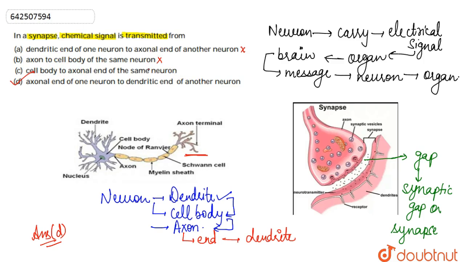Cell body to the axonal end, so no, cell body is present between the dendrite and the axon. So the signal is received by the dendrite and then it is passed on to the axonal terminal, and then from the axonal terminal to the dendrite of the next neuron. So this statement is also going to be the wrong one, so the correct answer is going to be the option D.